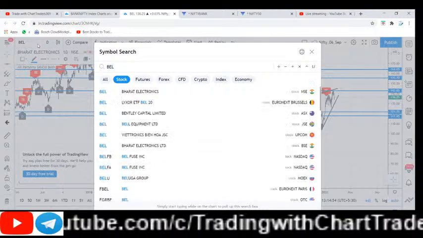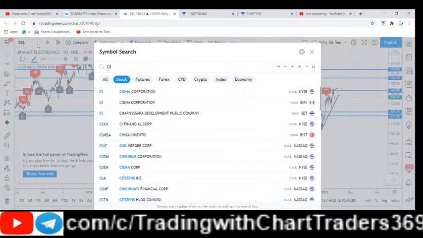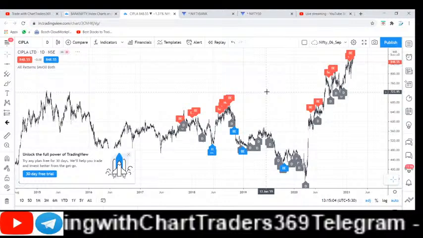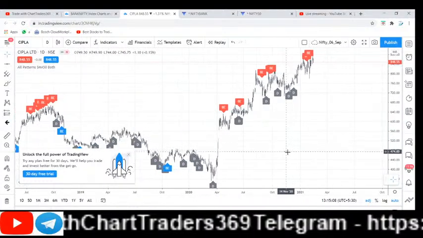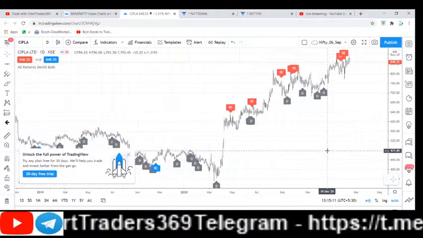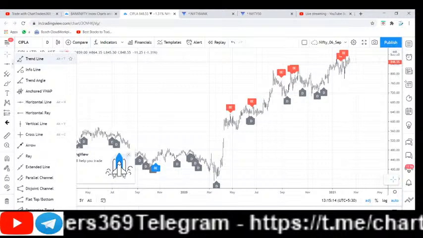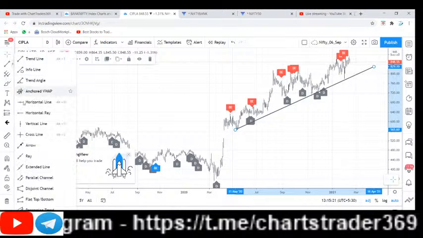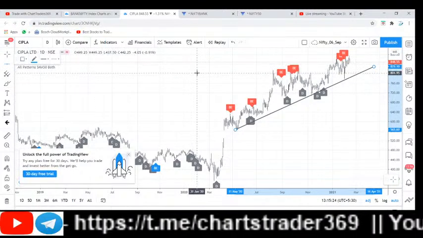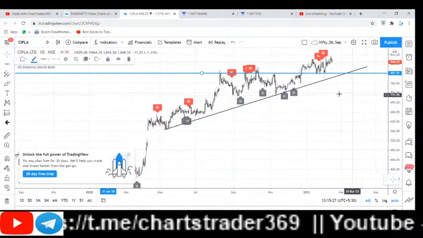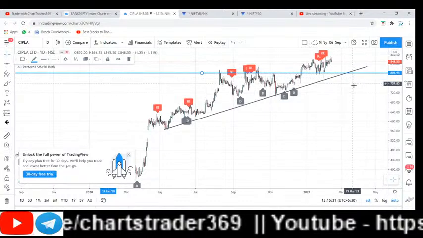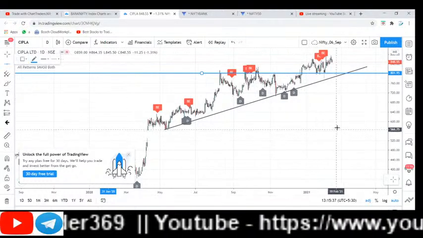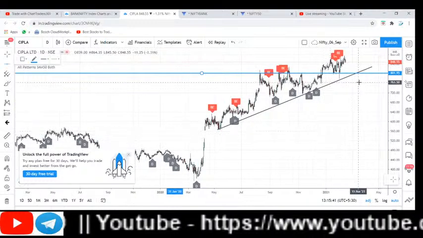So next one is Cipla. Pharma is still performing well. There is no issue with the pharma, and Cipla stock is also performing well. So if you are holding Cipla, we can follow this trend line. If it falls below this 800 level, better to exit, as per the daily time frame. So that's the support for now, 800.